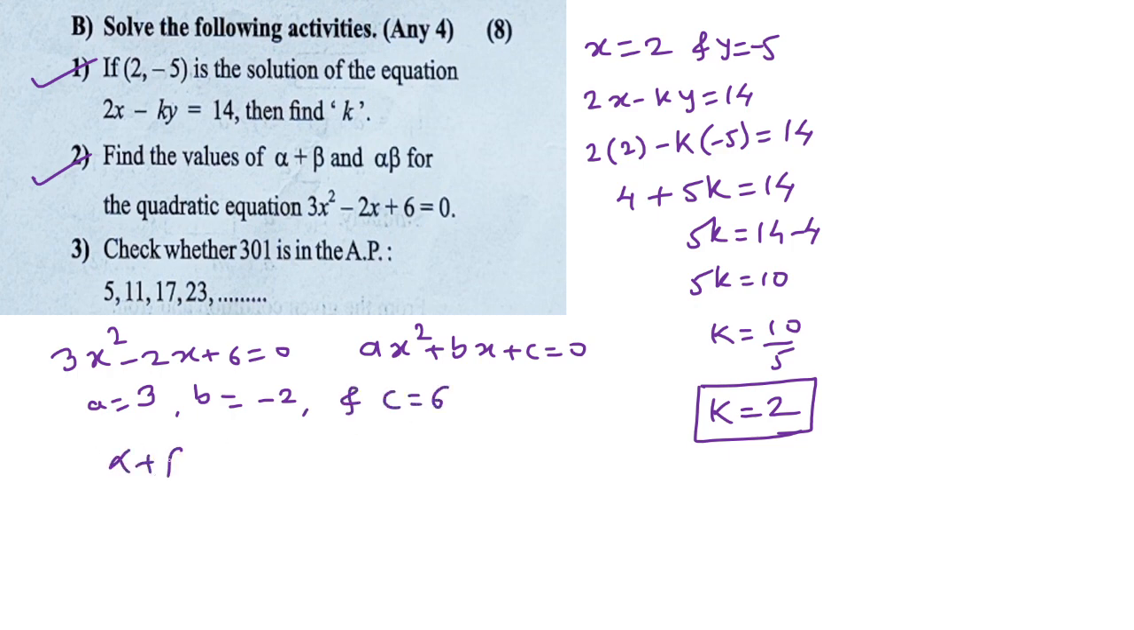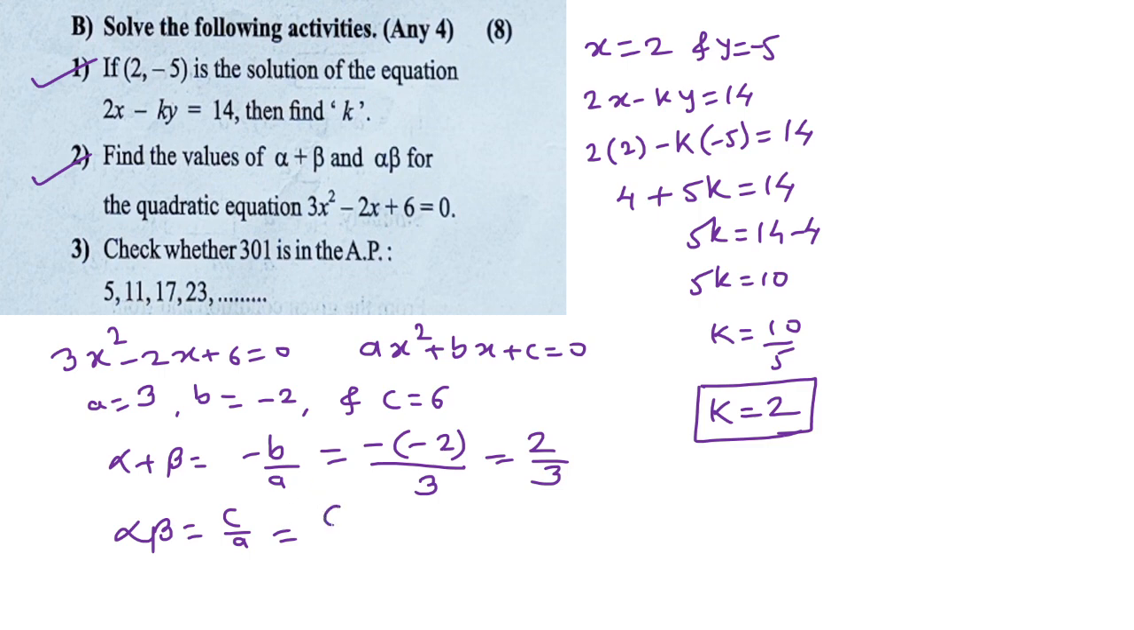Alpha plus beta is equal to minus b upon a and alpha beta is equal to c upon a. That means minus of minus 2 divided by a, which is 3. It is equal to 2 by 3. And for alpha into beta, c upon a, value of c is 6. 6 divided by 3, it is equal to 2. Both the values are appearing on your screen right now.